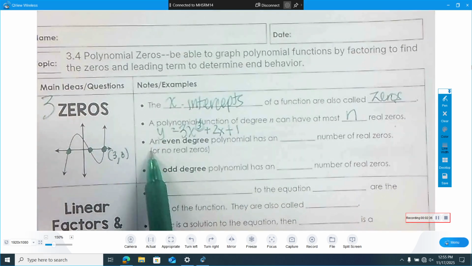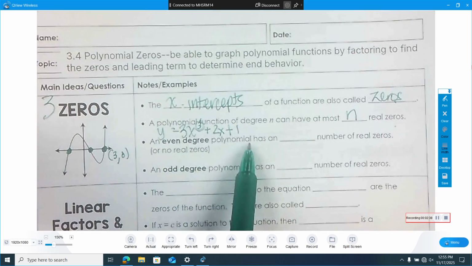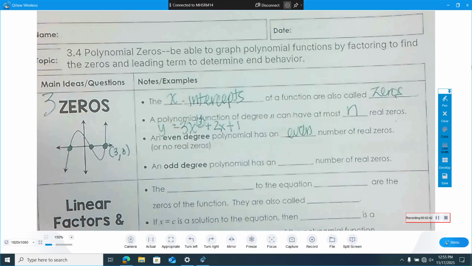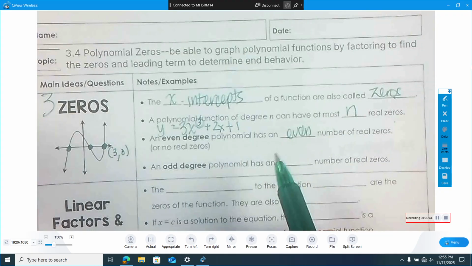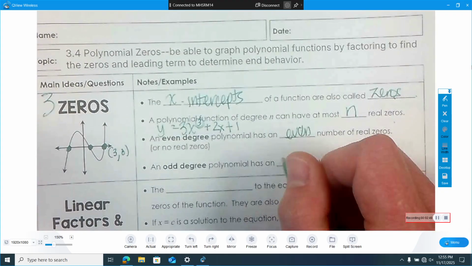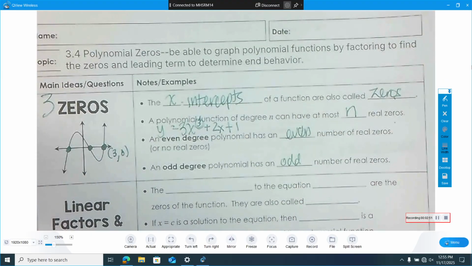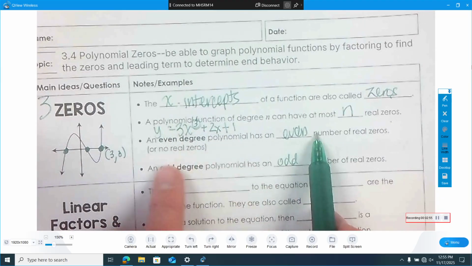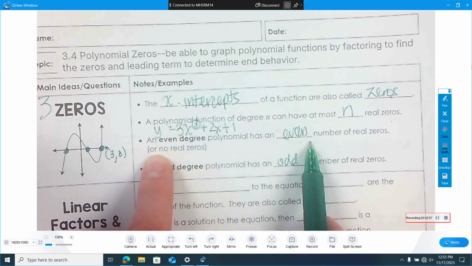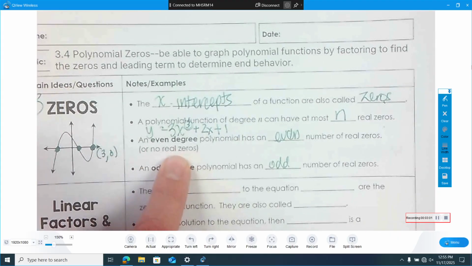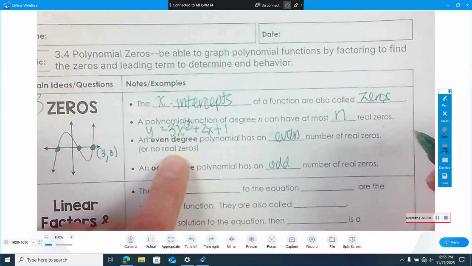Okay, this is weird. An even degree polynomial has an even number of real zeros or none. I know, yeah, an odd degree polynomial has an odd number of real zeros. That's really lame. So here she says, even degree polynomial has an even number of real zeros or no real zeros. So I'm going to talk about that for a minute because that is interesting.